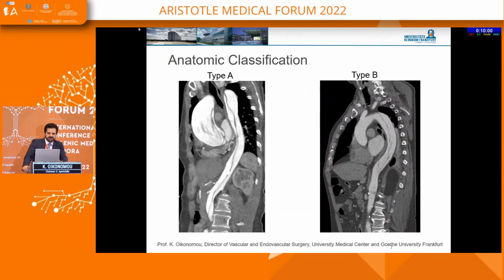In the first case, a type A dissection with an intimal tear from the ascending aorta up to the aorto-iliac bifurcation. And in the second case, a type B dissection with the intimal tear situated behind the left subclavian artery and extending up to the renal visceral segment.